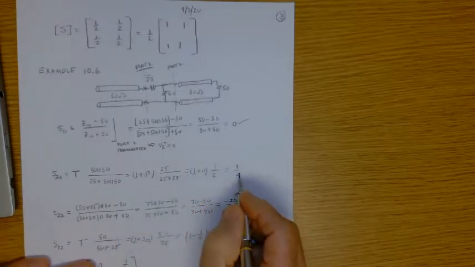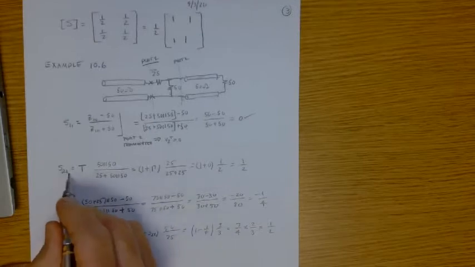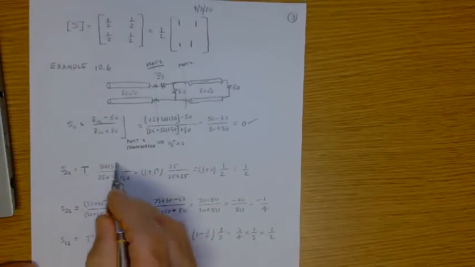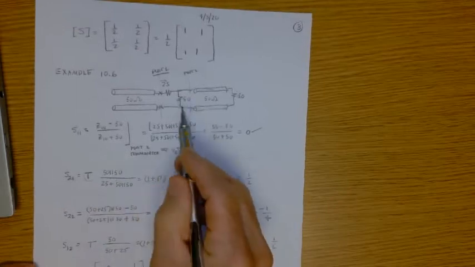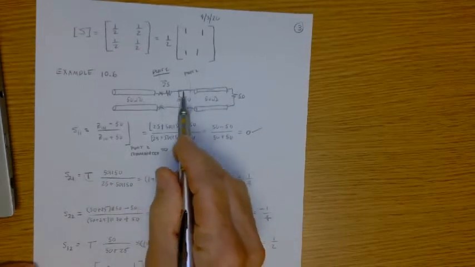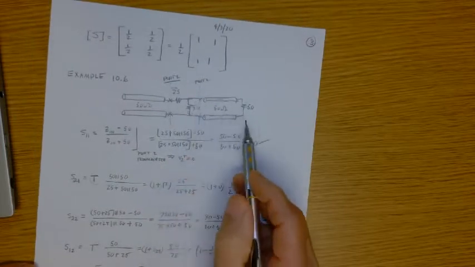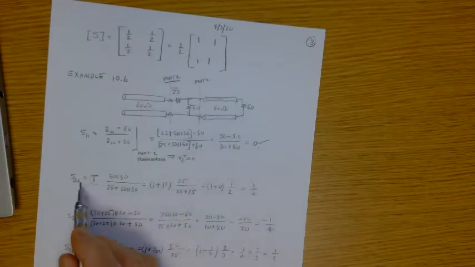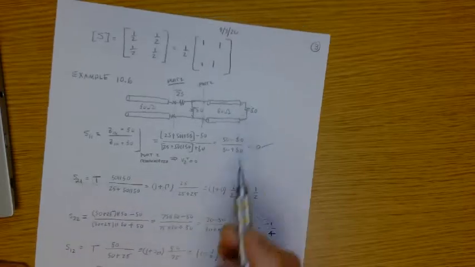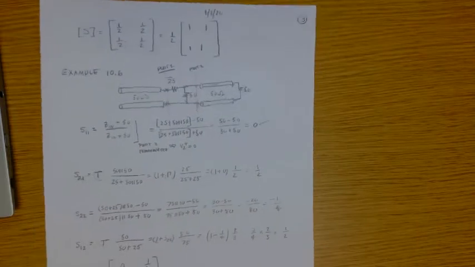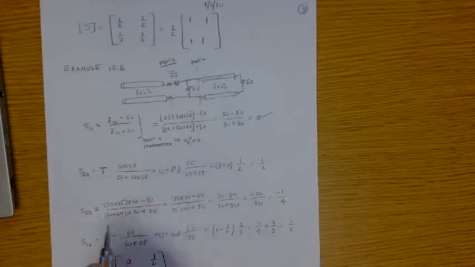So S21 is the transmission coefficient times this voltage divider, right? This is just a voltage divider. This over this plus that. What is this? It's 50 in parallel with 50. Why is it in parallel with 50? Well, because we had to ensure that V2 plus was 0, and so we had to terminate port 2 in 50 ohms. Okay, so hopefully you're getting an understanding of this. Pretty straightforward. Okay, now let's turn it around and get S22, right?